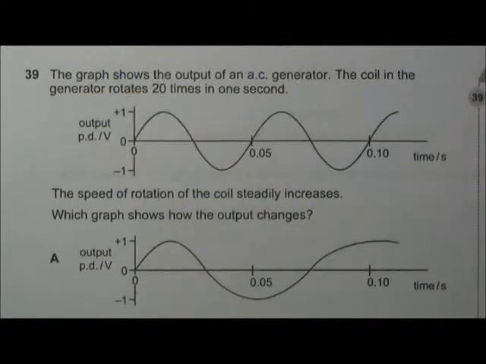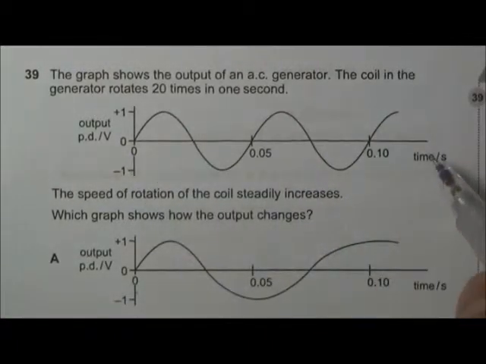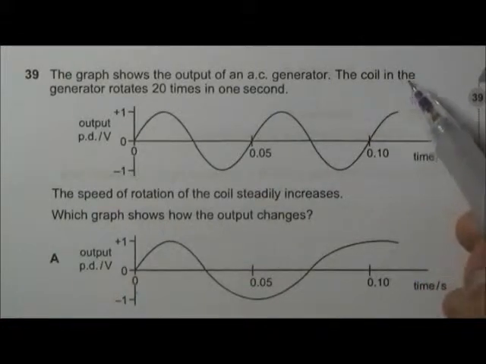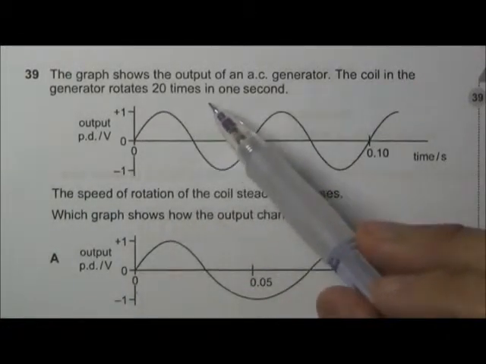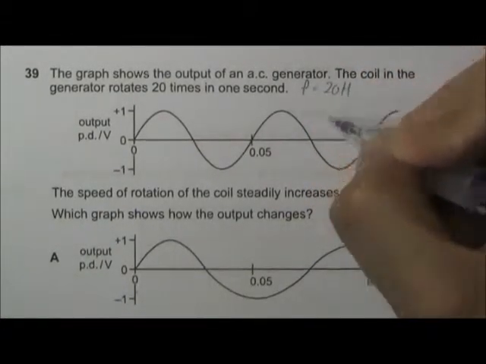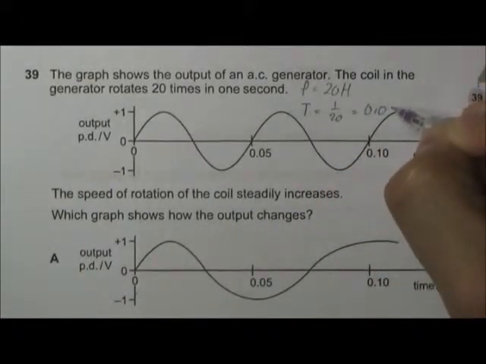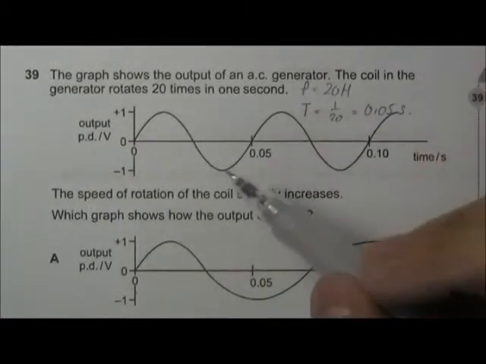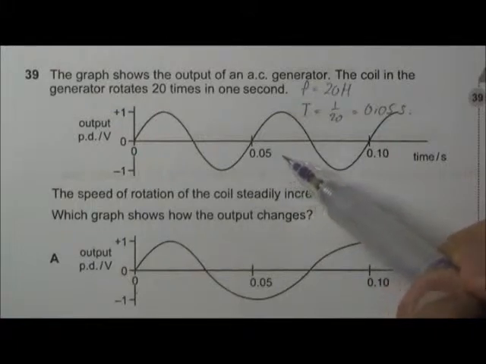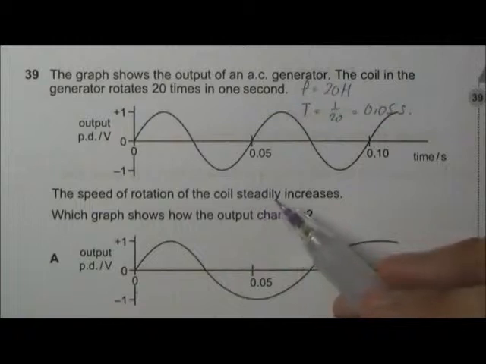Okay, in this question, we are given the output voltage versus time graph of an AC generator. So we are told that the coil in the generator rotates 20 times in 1 second. So the frequency is equal to 20 Hertz. And the period will be 1/20. This is going to give us 0.05 seconds. That is why we see that a complete cycle is formed in 0.05 seconds.